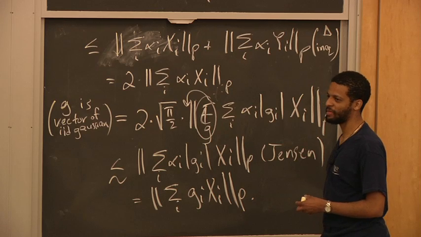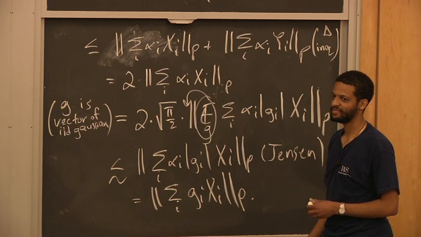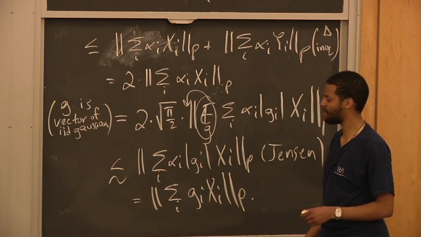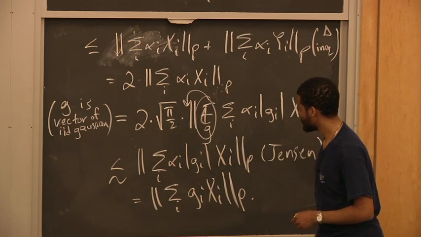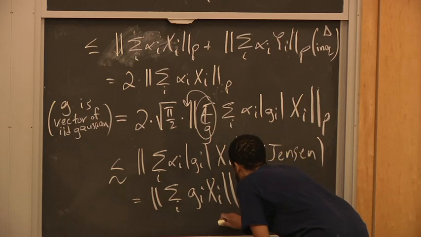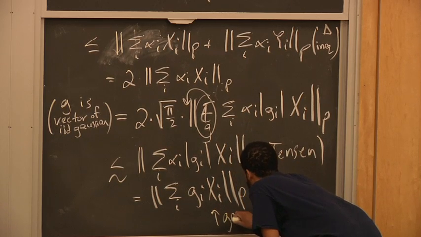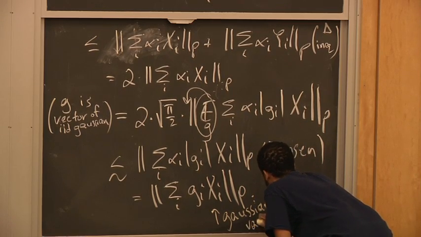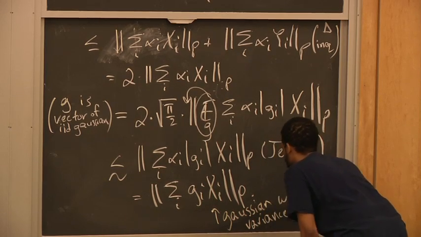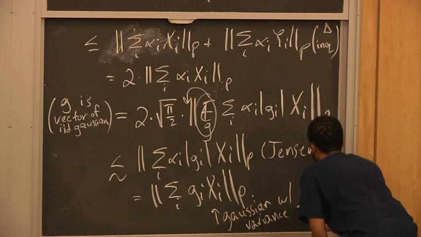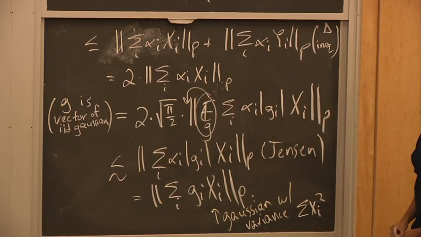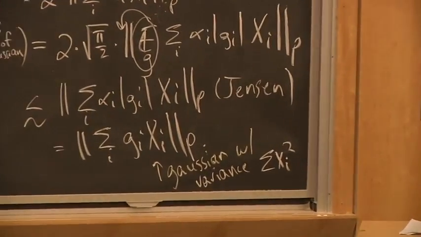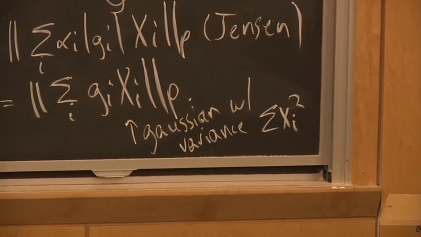So what happens when you add up a bunch of Gaussians? What do you get? You get a Gaussian, and the variances add. If you add up Gaussians, you get a Gaussian, the variances add. So this is just a Gaussian with variance basically sum of x_i squared. I don't want to erase that algorithm, so I'll leave it.